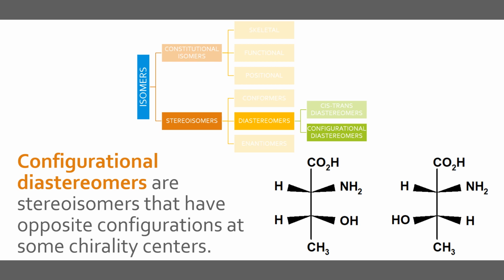Notice that the top carbons are actually identical to one another. So, configurational diastereomers normally only happen if you have two or more chirality centers. Technically, if enantiomers are your left and your right hand, your configurational diastereomers are like the right hand of you and your friend.